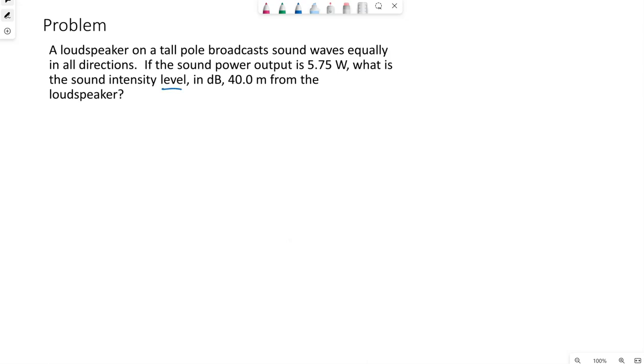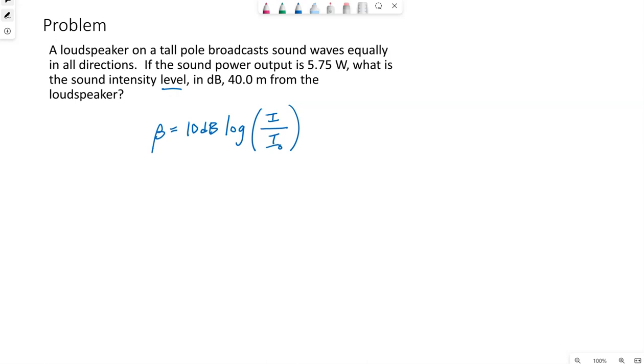All right, so sound intensity level means we want to calculate beta in this case. Our equation for beta is 10 decibels times the log base 10 of the intensity we're listening to divided by I naught, which is the threshold of hearing, 10 to the negative 12 watts per meter squared. So we can calculate this sound intensity level if we can first figure out just what the intensity itself is.